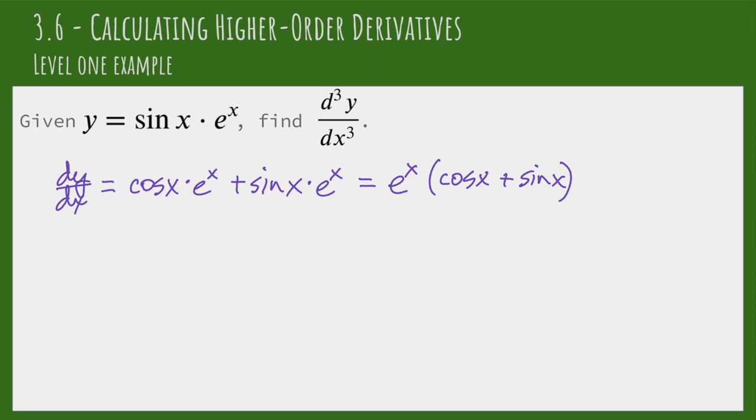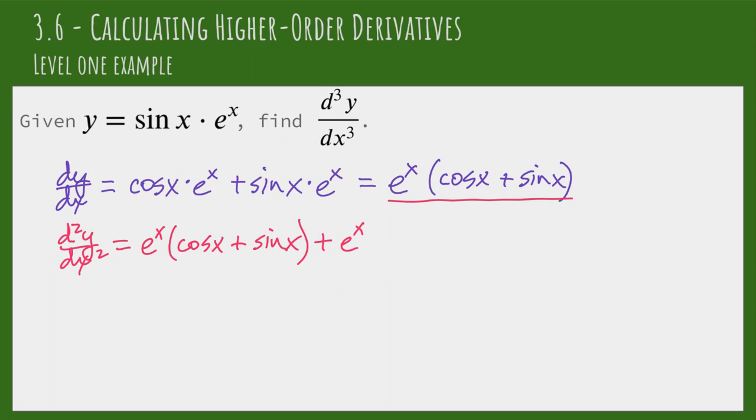So I'm going to take the derivative of the derivative in this form. So second derivative with respect to x. And we're going to be using the product rule here. So derivative of the first, derivative of e to the x is e to the x times the second, plus the first, e to the x, times the derivative of the second. So the derivative of the second is going to be derivative of cosine of x, which is negative sine of x, plus the derivative of sine of x, which is cosine of x.